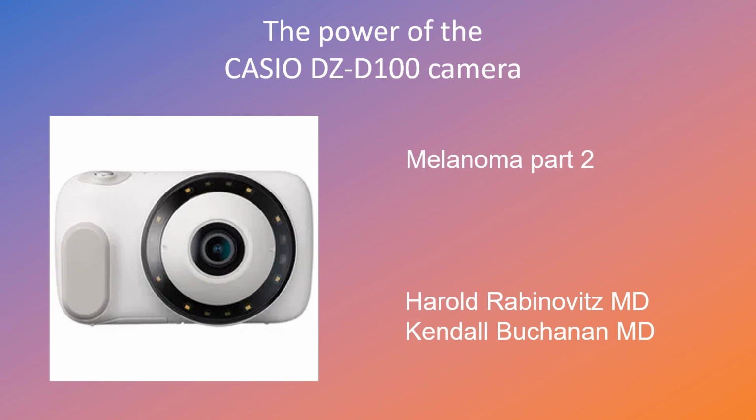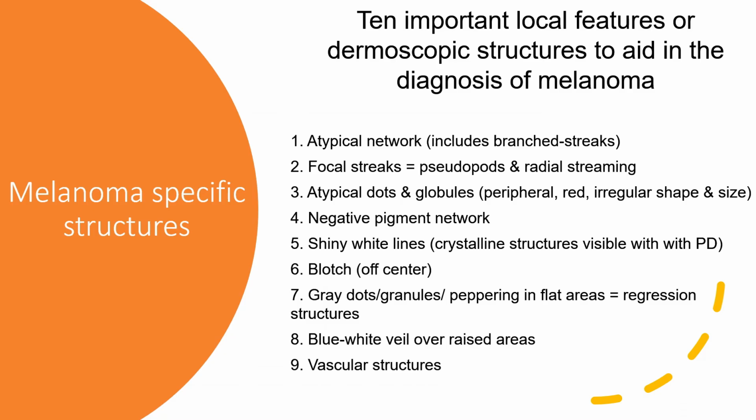Today we're going to continue with melanoma. In part 1, we spoke about melanomas on sun-damaged skin, and today we're going to talk about other types of melanomas. There are 10 important local features or structures to aid in the diagnosis of melanoma. We already reviewed this, but let's go over it again.